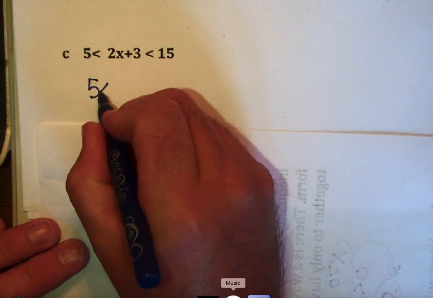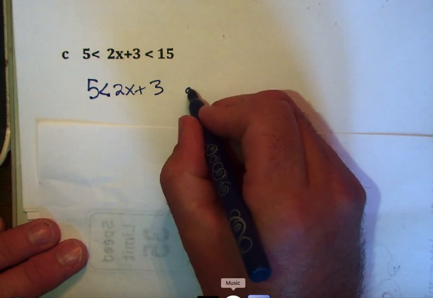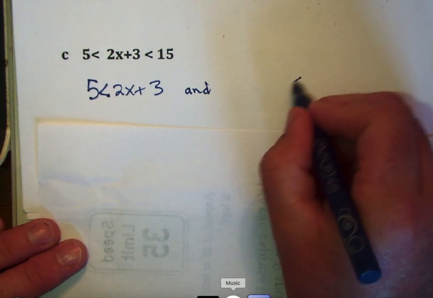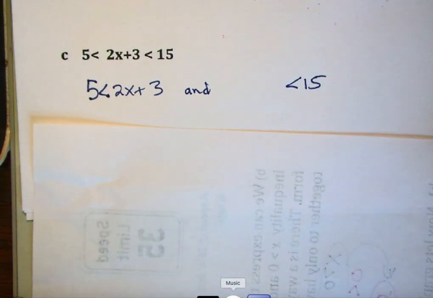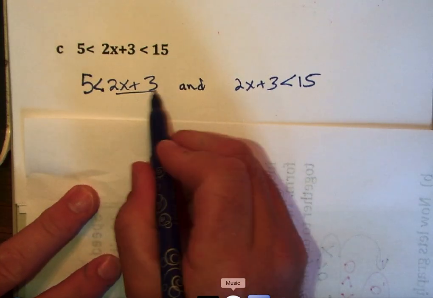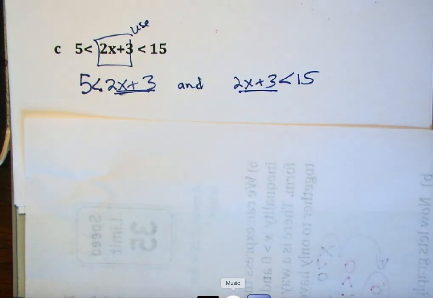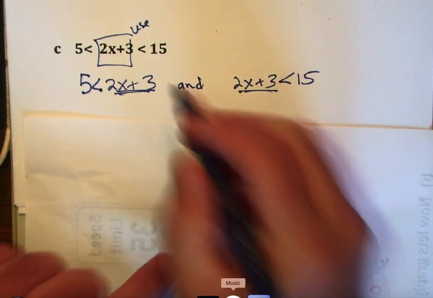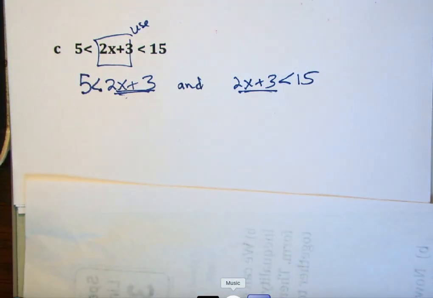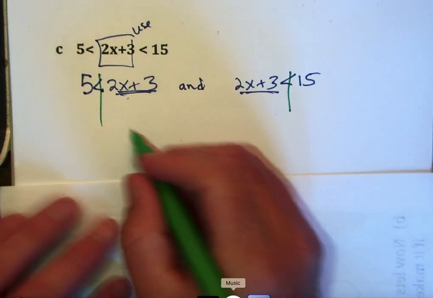Well, 5 is less than 2x plus 3 and less than 15. But what has to be less than 15? Well, the 2x plus 3 has to be less than 15. So we're going to use the inside twice. Because remember, it was smushed together before. So we're just going to pull it apart, and we'll have 2x plus 3 twice. Okay, now we just solve them both, and we can find all the x's that work in here.